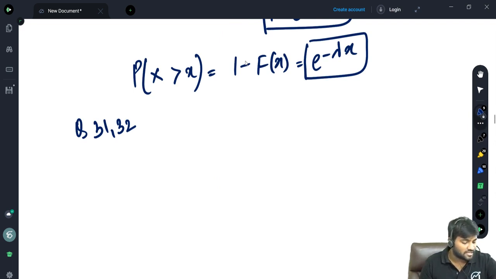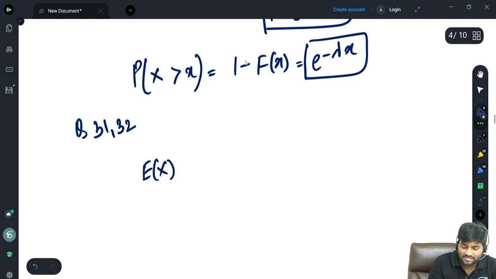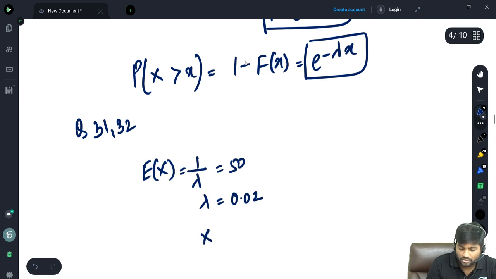So question number 31. Suppose that the time in days between service calls on an office copying machine follows an exponential distribution with mean 50. So expectation of x is what? 1 by lambda, which is 50. So what is lambda? 0.02. So x follows exponential 0.02.